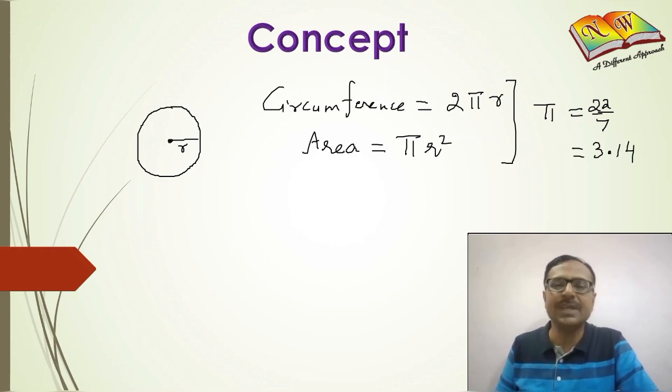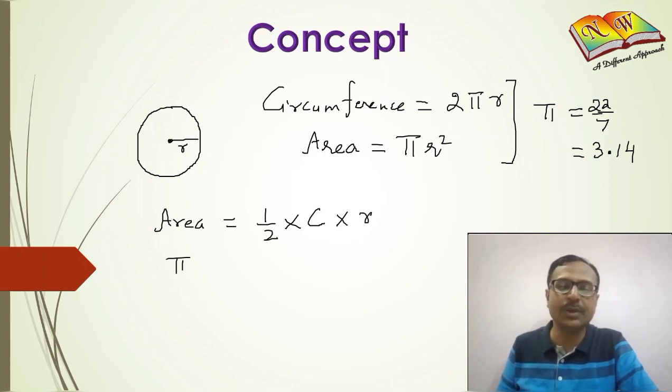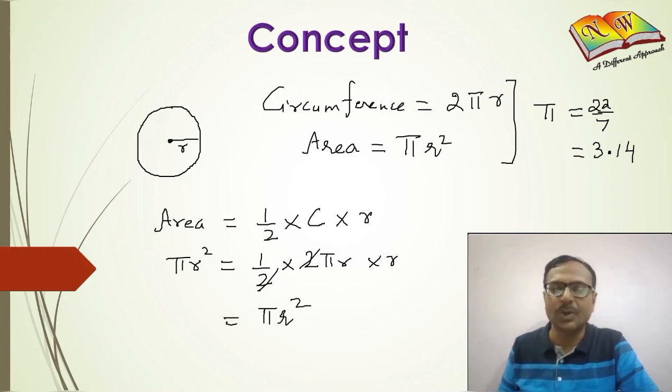So you will see that the area of a circle is half of the circumference times the radius. If you substitute area as pi r square, then half of the circumference is pi r, times r, so the 2 cancels out and you have pi r square. So this is the concept of the area of a circle.